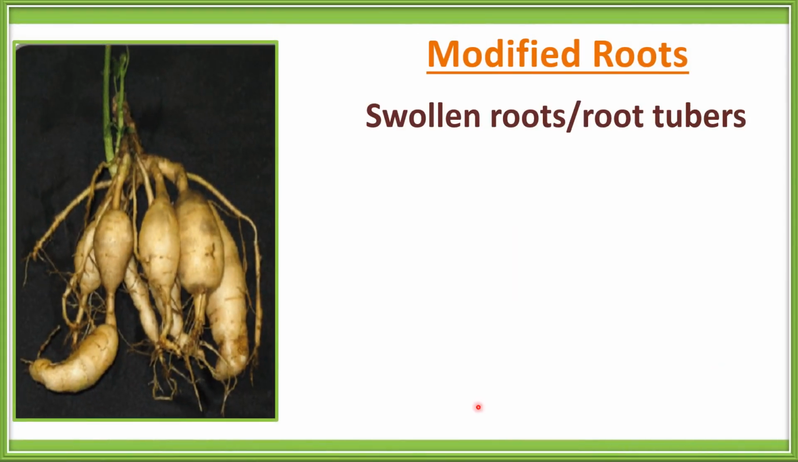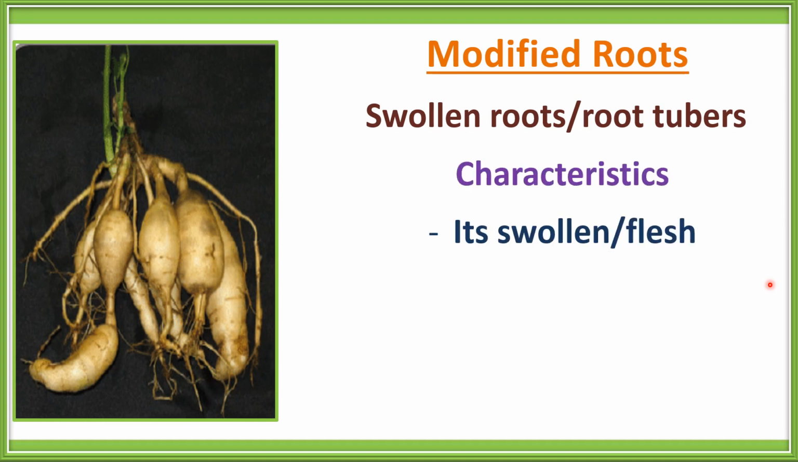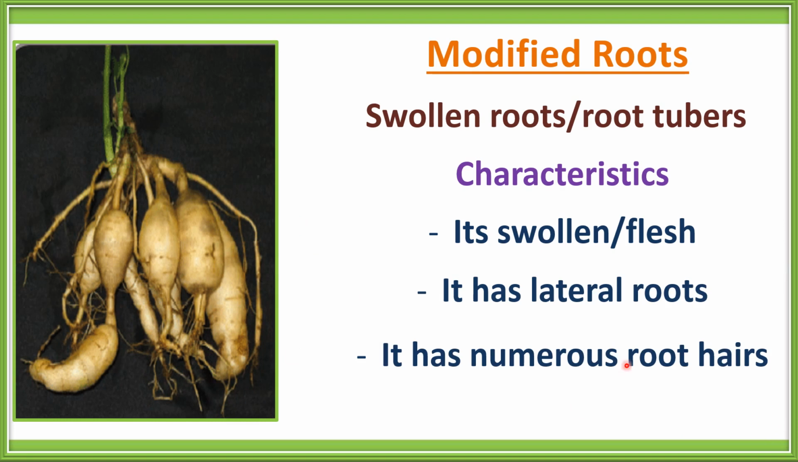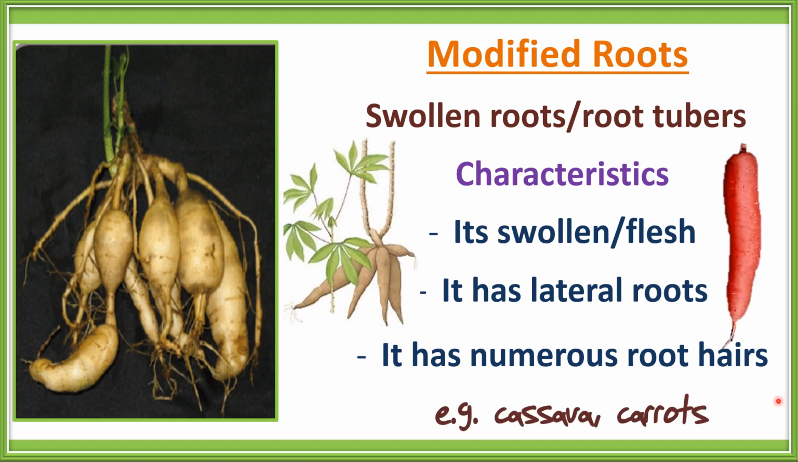Modified roots: we have the soaring roots and root tubers. Their characteristics: it is swollen and fleshy. It has lateral roots. It has numerous root hairs. Those are modified roots. Examples: cassava is a modified root, and then also the carrot.